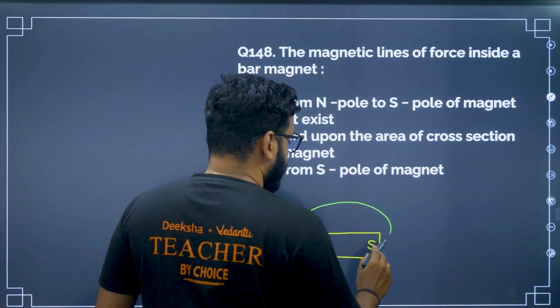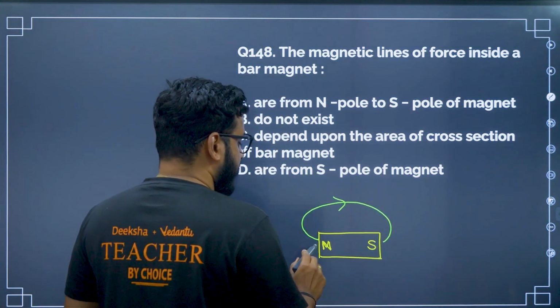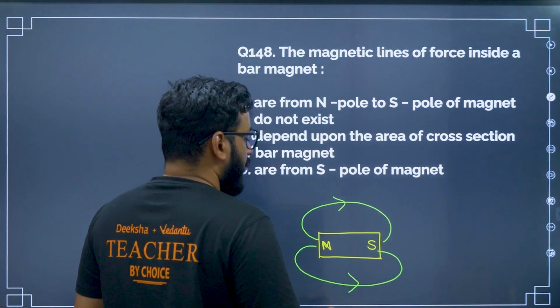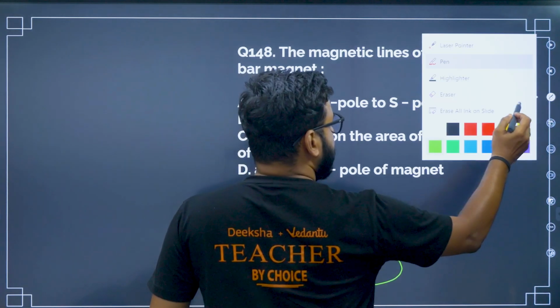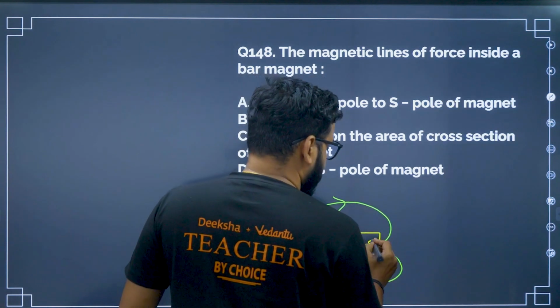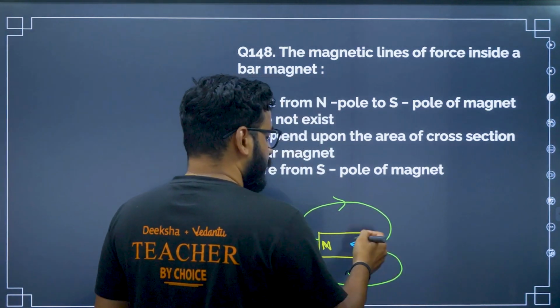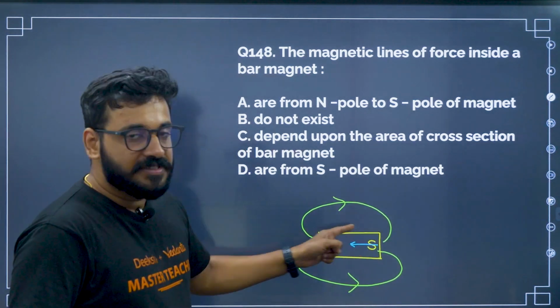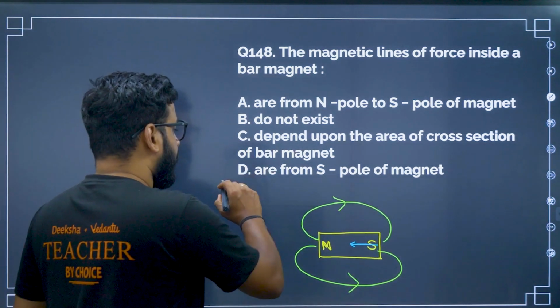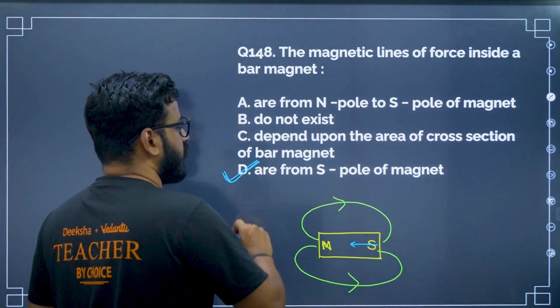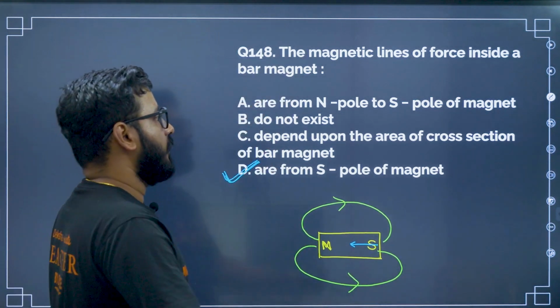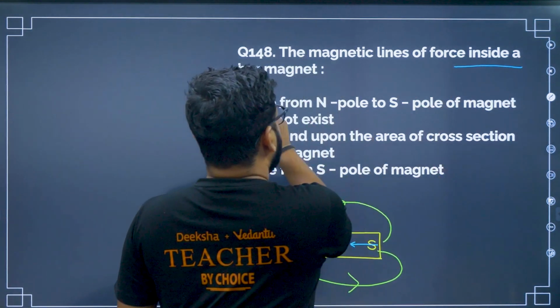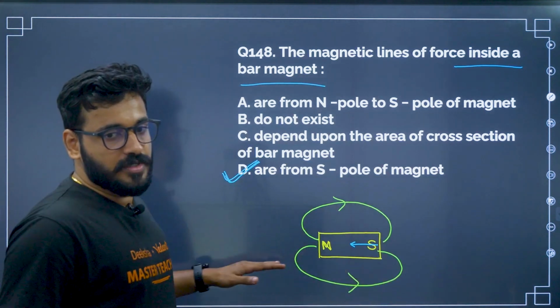Like this, from north to south. This is the exterior part. Exteriorly it is coming like this, but internally it goes a little bit inside like this. So when it comes to the interior region of the bar magnet, the magnetic field moves from the south towards the north. So the correct answer is from the south pole of the magnet, inside. We're talking about inside a bar magnet, it is from the south towards north.